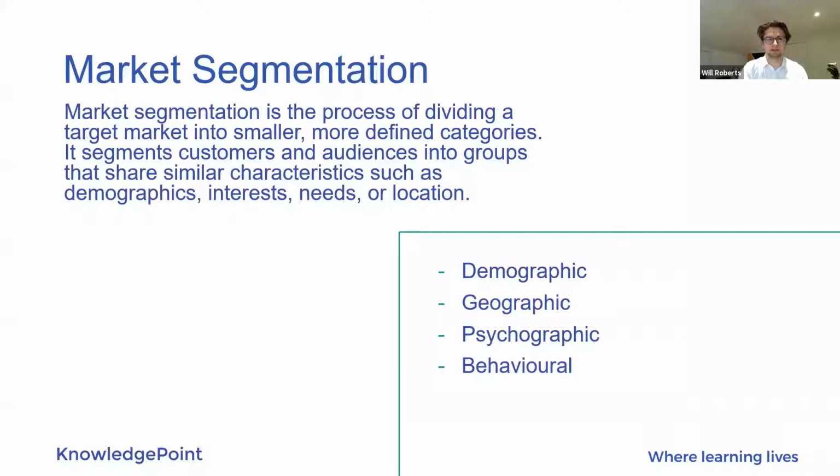So what is market segmentation? The best analogy of market segmentation is like having an orange as a whole and dividing it up into small bite-sized chunks. So it's dividing your market into smaller, more defined categories. Some of these categories can be demographic, geographic, psychographic, and behavioral.